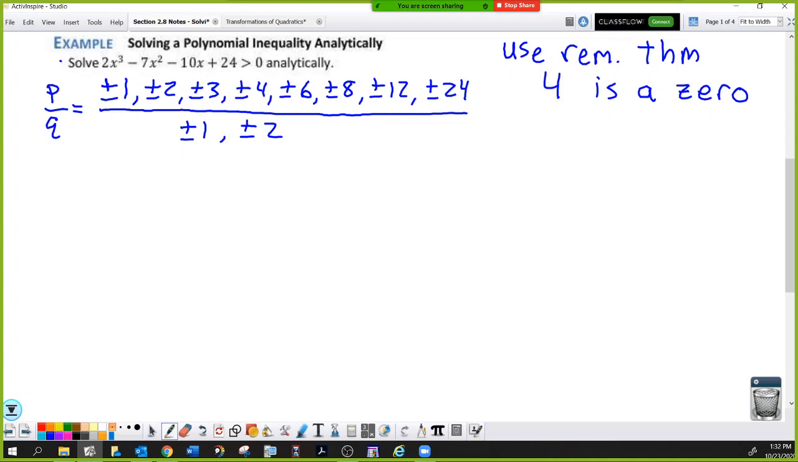We know 4 works because I'm telling you it does. So let's do some synthetic division with the number 4. We will know that at the end, its remainder will be 0 because I've told you 4 works. Of course, for synthetic division, you do have to make sure that your polynomial is not missing any terms. So you see x to the third, x squared, x, constant: no terms missing. We're good. So our coefficients are 2, -7, -10, and positive 24.